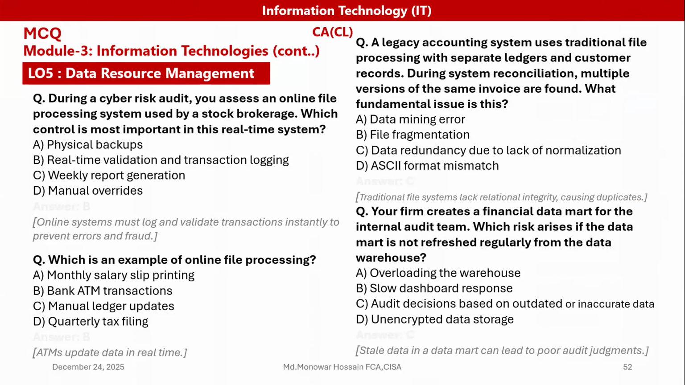Now the scenario-based questions. During a cyber risk audit, you access an online file processing system used by stockbrokers. Which control is most important in this real-time system? Here, B, real-time validation and transaction logging, because an online system must log and validate transactions instantly to prevent errors and fraud. In this case, the answer is B.